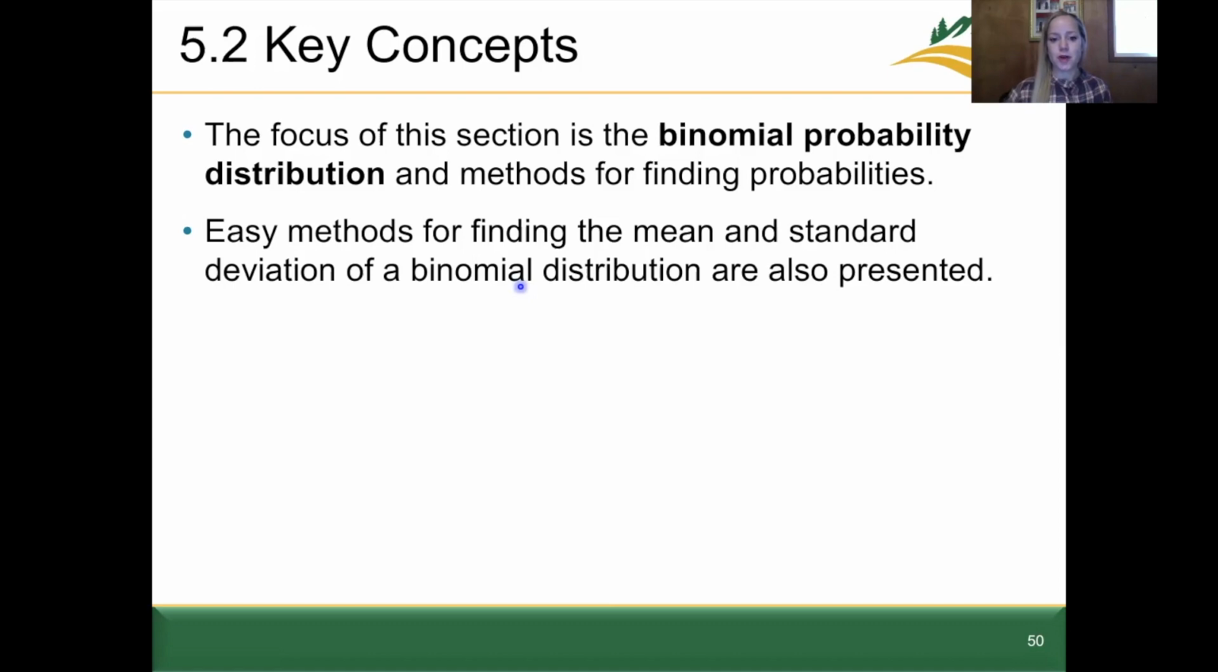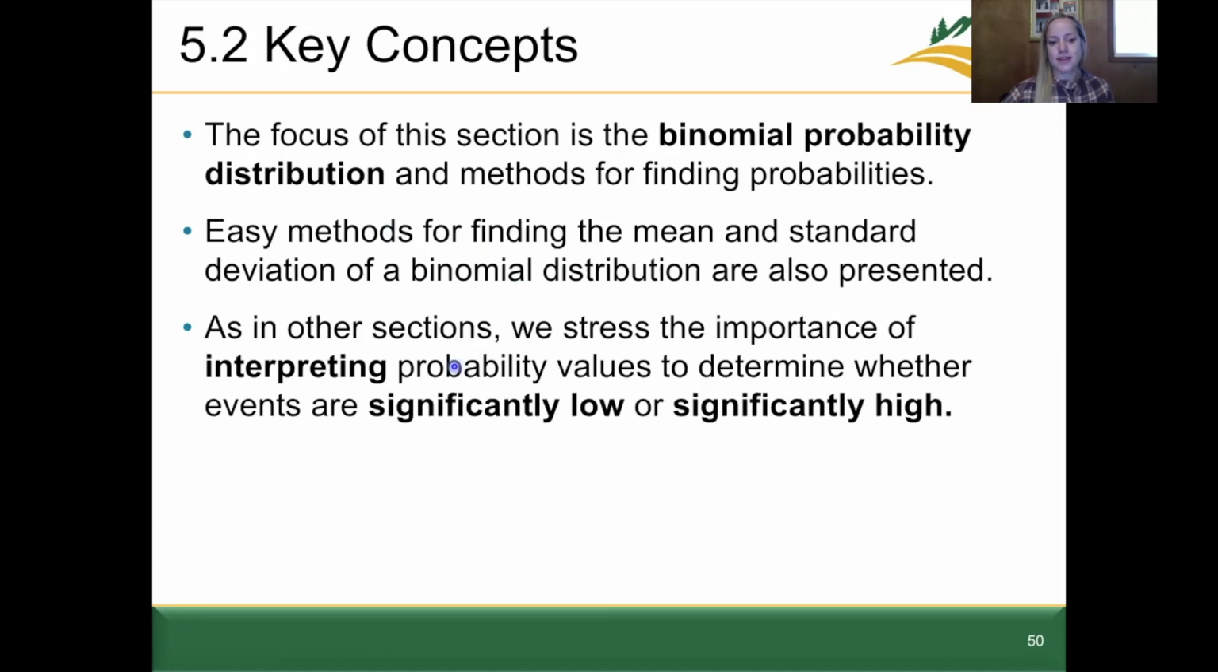For binomial probability distributions, finding the mean, the standard deviation, and the variance is actually a little bit more straightforward than what we've seen previously, so we're going to cover how to calculate those. As we've done previously, in this section again, we're going to look at the importance of interpreting probability values and how to determine whether they're significantly high or significantly low.